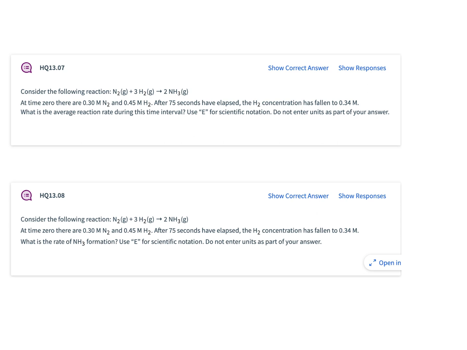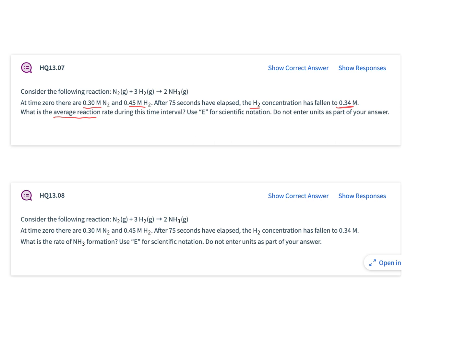Questions 7 and 8 from the homework are also very similar to the previous question. And here they use the correct wording because they ask for the average reaction rate, right? So to find the average reaction rate, they give us the reaction and they tell us our initial concentrations, and then they say after 75 seconds, right, the hydrogen concentration has gone from 0.45 to 0.34.